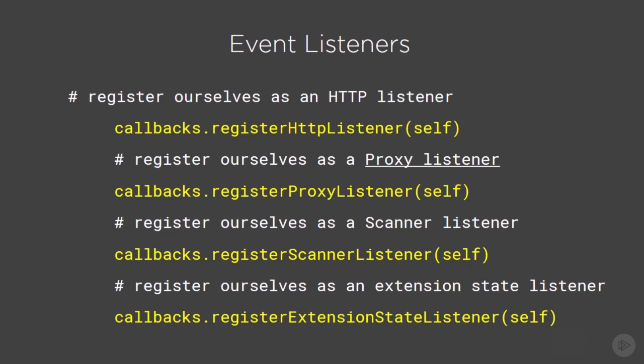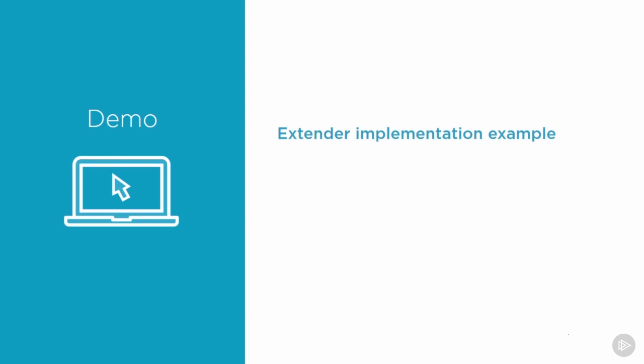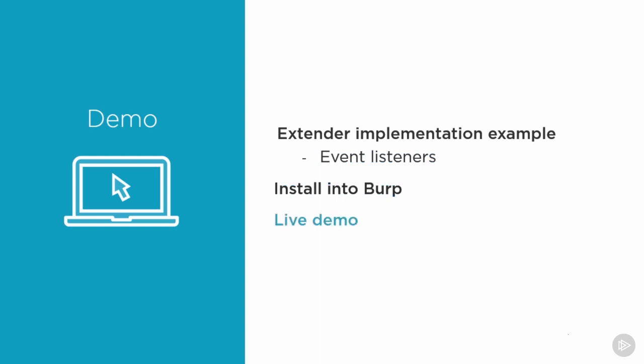Now each of these listeners will have their own separate methods where they are implemented, and we'll take a look at that in depth inside of the demo. So let's go ahead and start this demo by looking at our extender implementation details, and this would be for the event listeners. We're going to install this extension into Burp and then see a live demo of it.